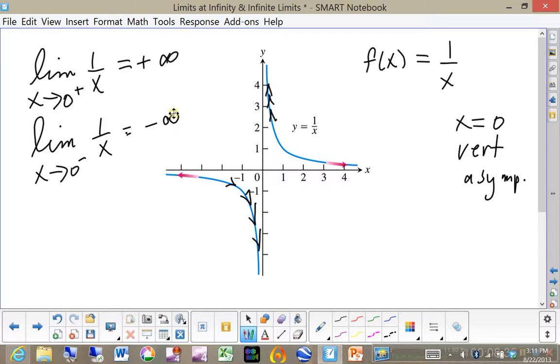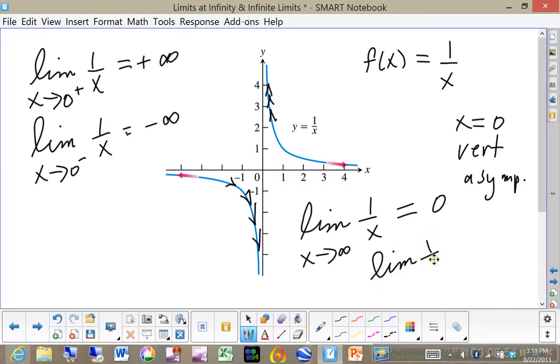Now, the limit of 1 over x as x approaches plus infinity, you can see quite clearly is 0, and the limit of 1 over x as x approaches minus infinity is also equal to 0. So the horizontal asymptote is y equals 0.